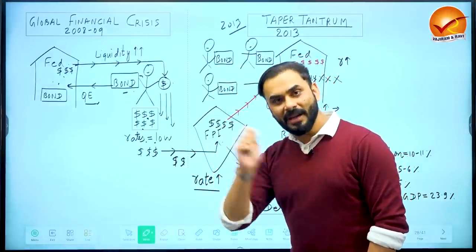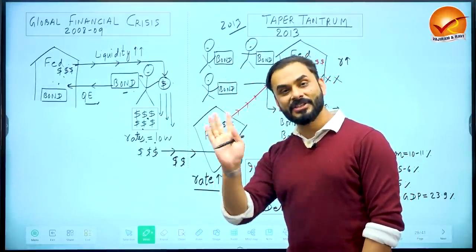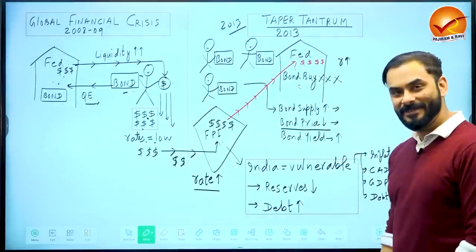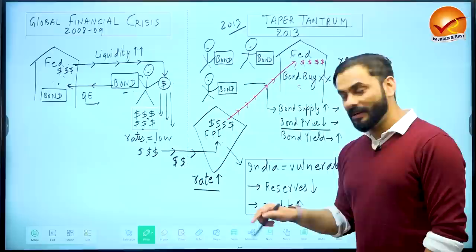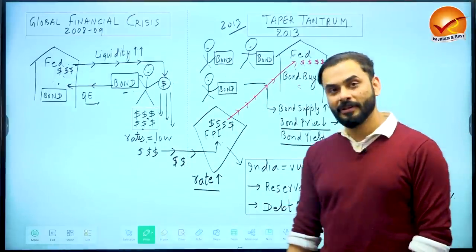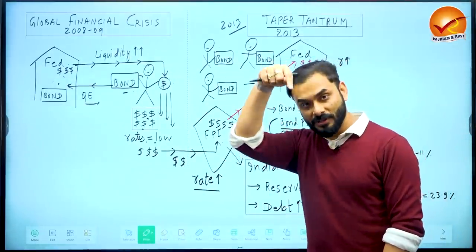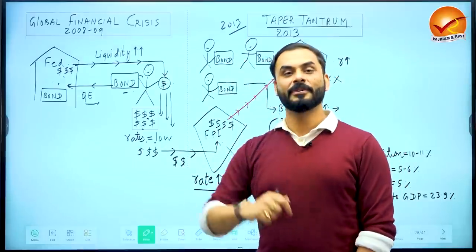So in the expectation that there will be excess supply of bonds in the market, the bond price went down. When the bond price went down, the bond yield went up. There is an inverse relationship between bond price and bond yield. When the bond price goes down, bond yield goes up.